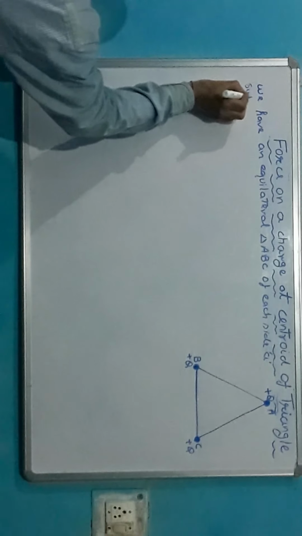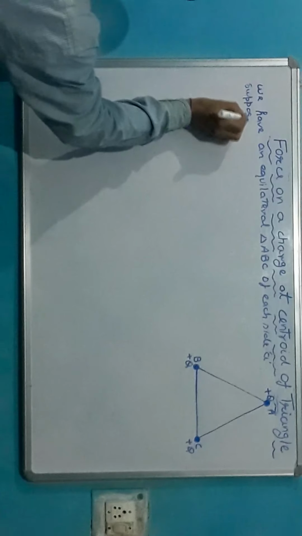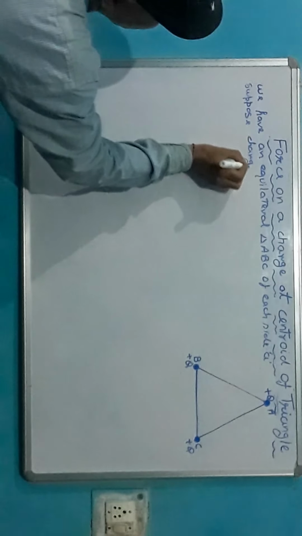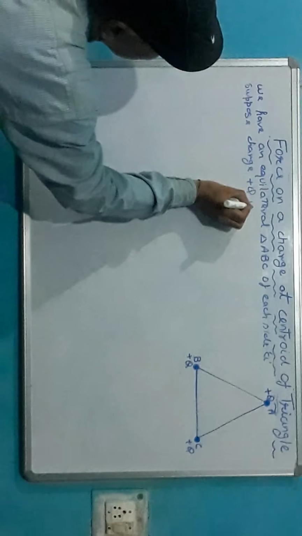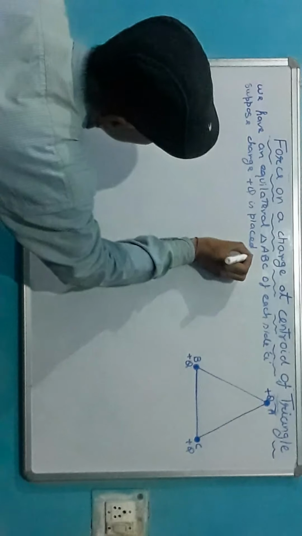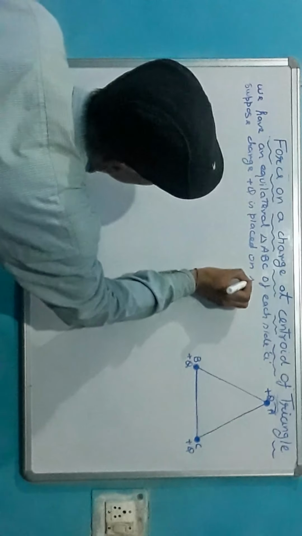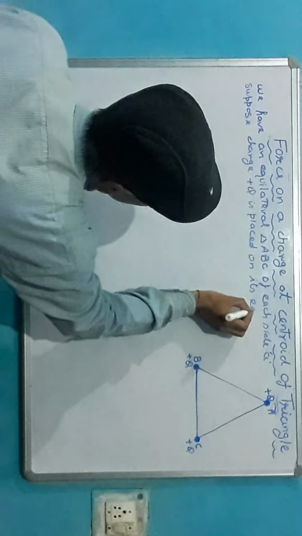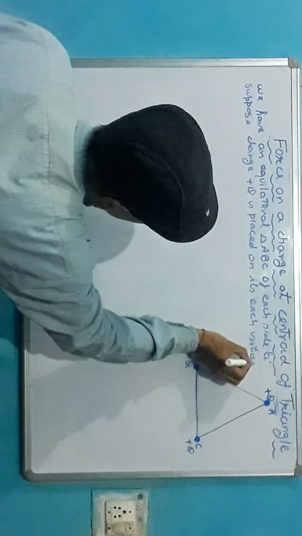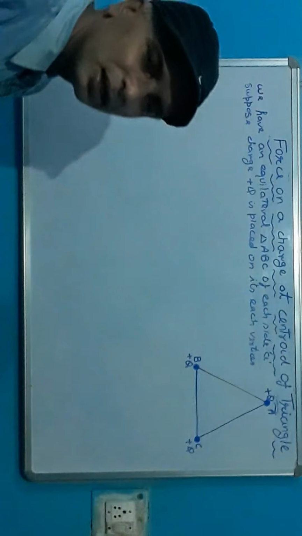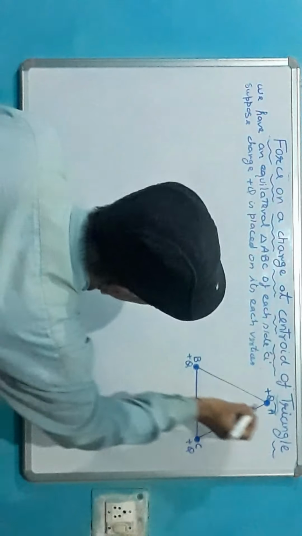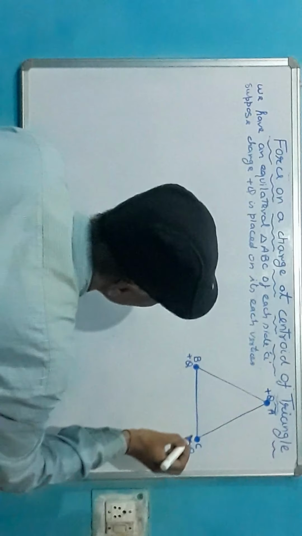Suppose charge plus q is placed on each of its vertices. Okay, what I have considered is that a charge plus q has been placed on each of its vertices, and at the centroid. Let's see how we can find the centroid.